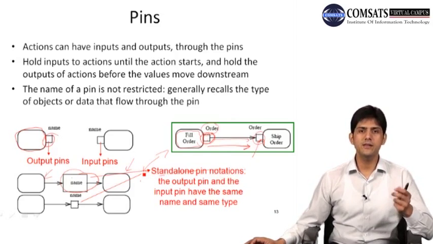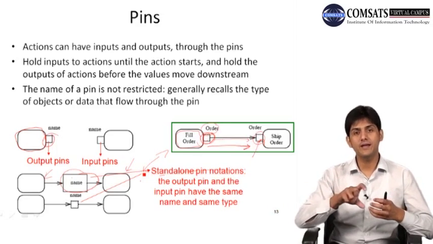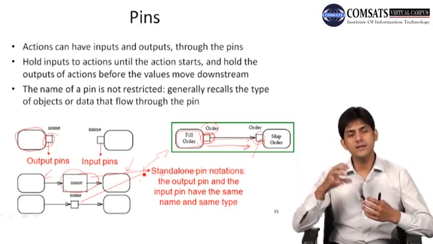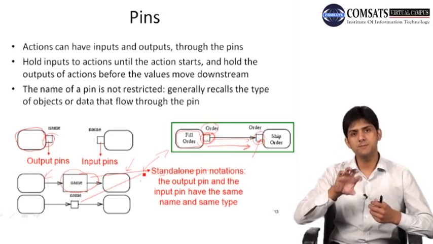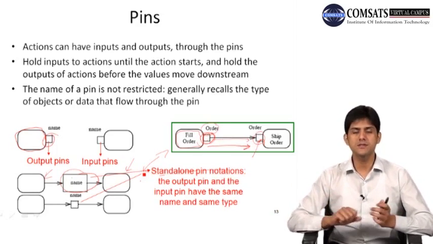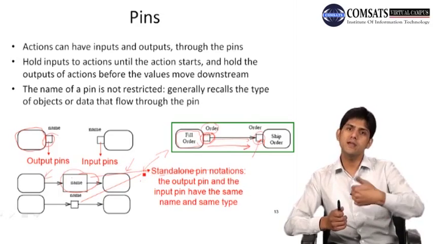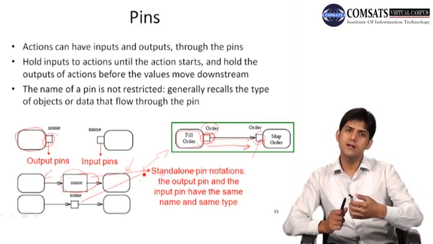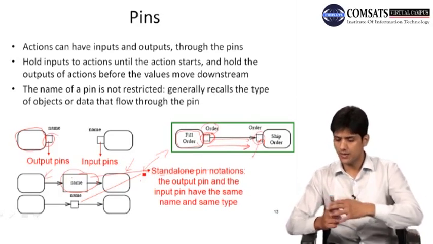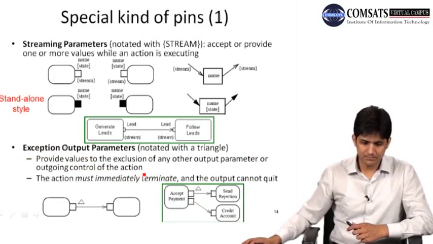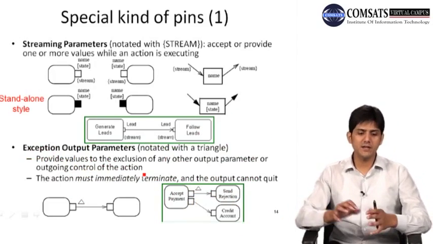So for example, if there is outgoing data from an activity, the pin would hold the data until the data is passed downstream, towards the next action. Similarly, the input pin will hold the data until the action starts. So this is the concept of pins. Now we do have some special kinds of pins.